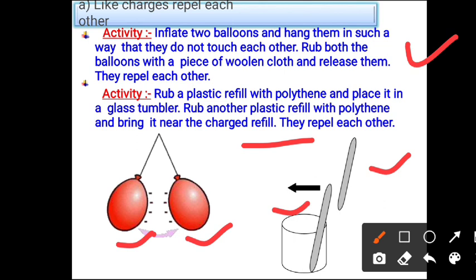Why do they repel each other? The reason here is the same as we studied in the first activity, right? In this case also, both the refills were rubbed with polythene, right? So that's why they both repel each other, because both have acquired the same kind of charge. So again it means like charges repel each other.